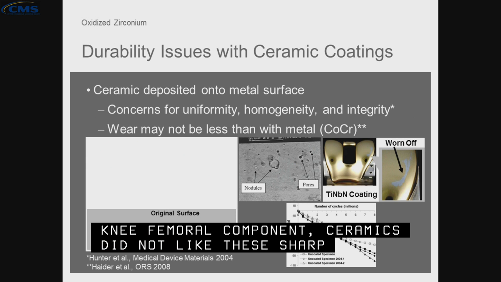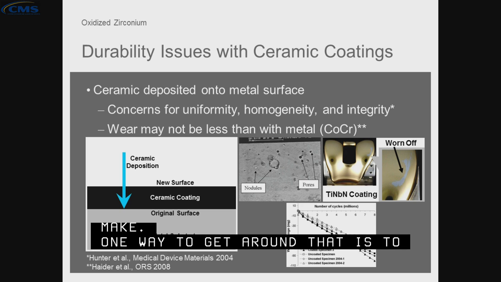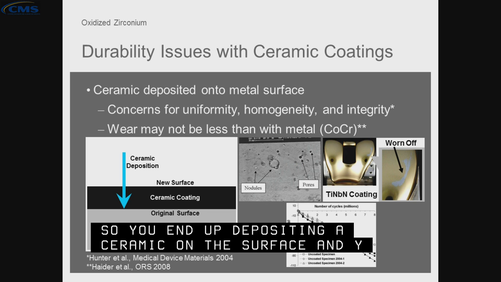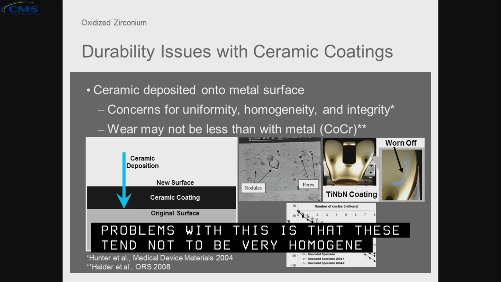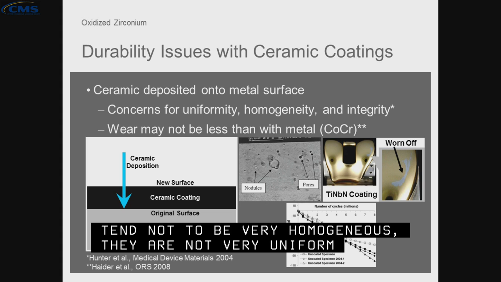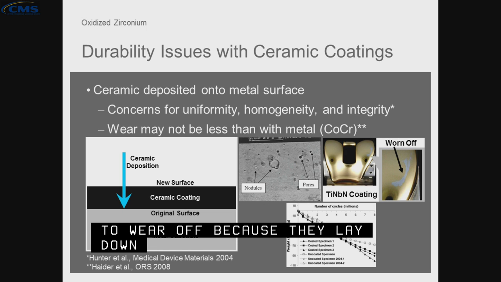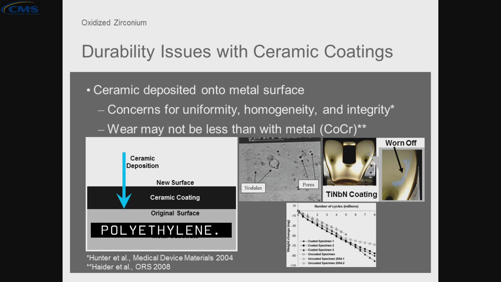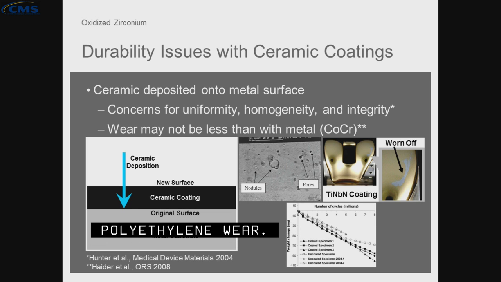Now, one way to get around that is to put a ceramic on top of the metal to coat it. You deposit a ceramic on the surface and create a new surface. The problem is that these tend not to be very homogeneous or uniform. They're line of sight, so they're difficult to put on a complex geometry, and they also tend to wear off because they lay down parallel to the surface and rub away, even with articulation against polyethylene. That can have some unfortunate impact on polyethylene wear. These are not used in very large numbers anywhere in the world. There are a few of them out there, but they are not in routine use.